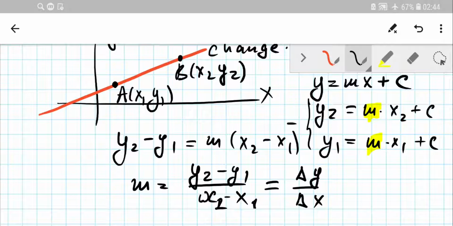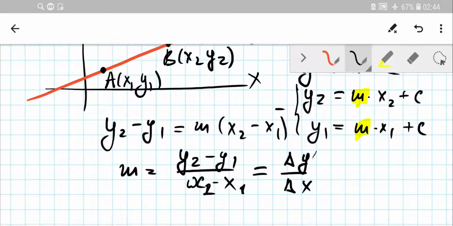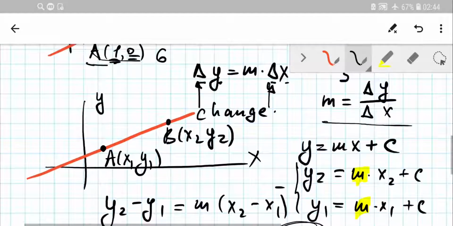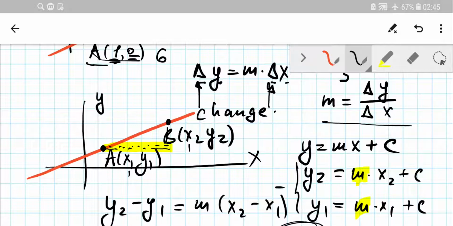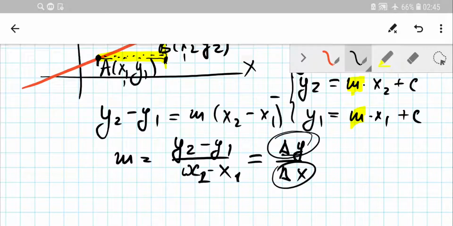So basically, if you want to see where exactly we have change in y and change in x, have a look back here, and here is going to be the change in x. That's the horizontal change, because you take x2 and x1 and subtract. So it will be this segment, and here will be the change in y, right? That's why m is change in y over change in x.